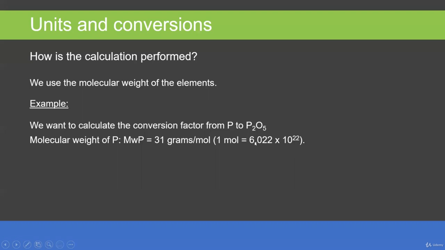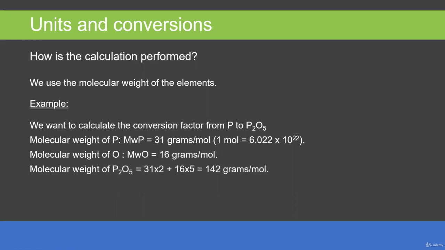So 6.022 times 10 to the power of 22 molecules of elemental P will weigh 31 grams. In the same way, the molecular weight of oxygen is 16 grams per mole. And the molecular weight of P2O5 is therefore 31 times 2, since we have 2 elemental P's, plus 16 times 5, 5 oxygens. This gives us 142 grams per mole.